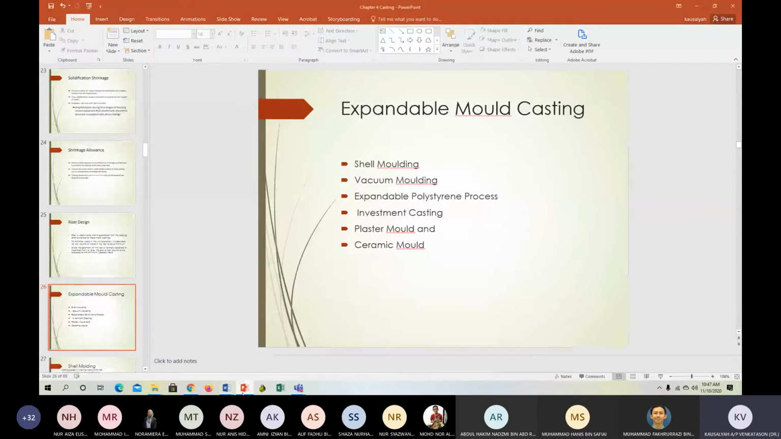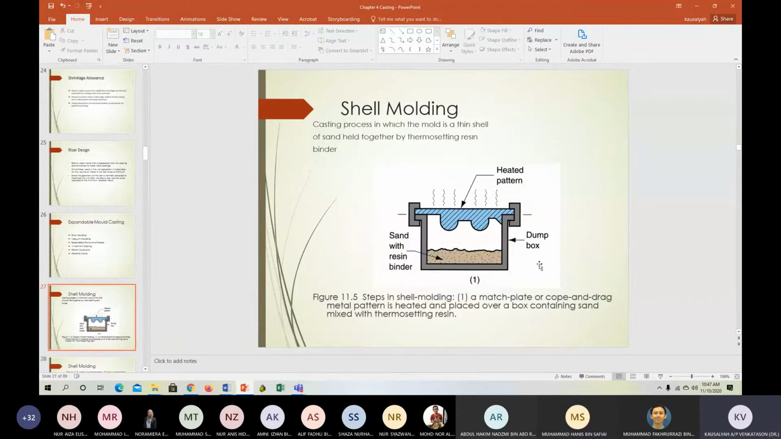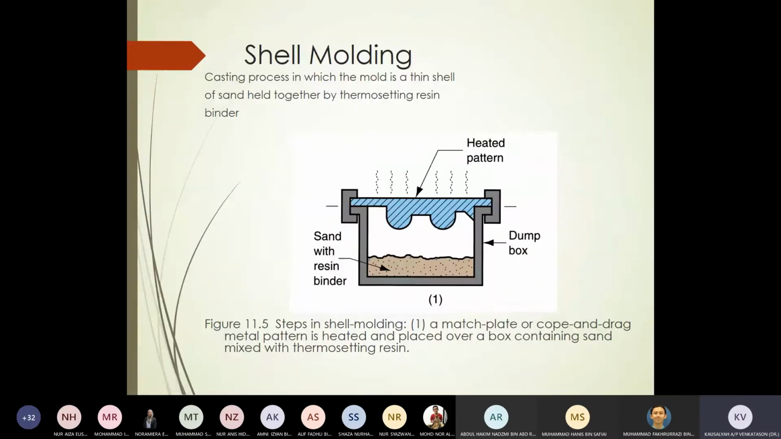Okay, so that is for sand casting. Now we move into the first expandable mold casting, which is shell molding.